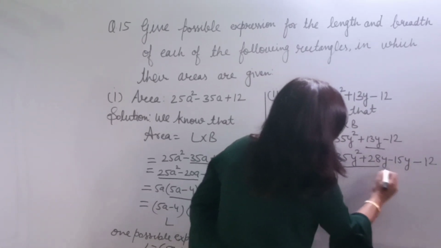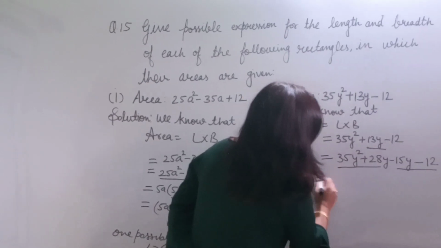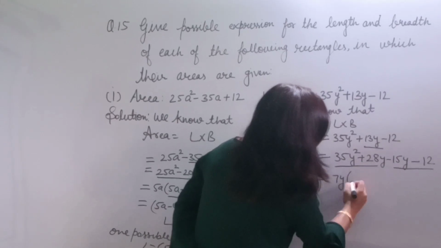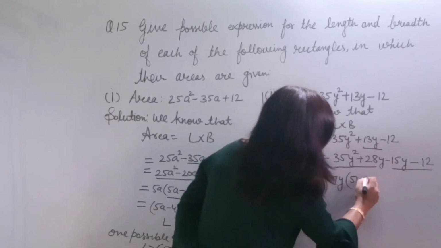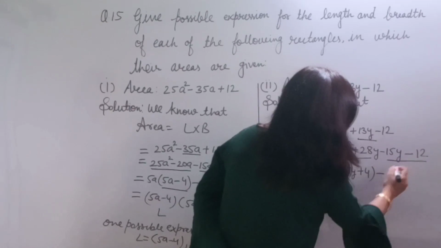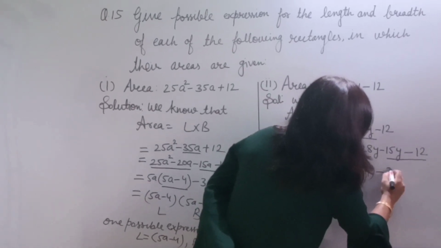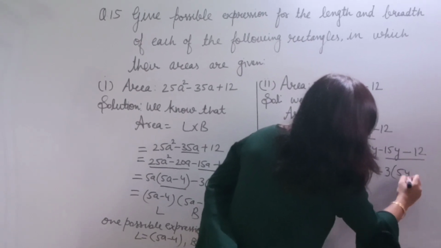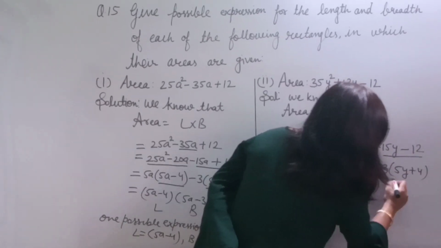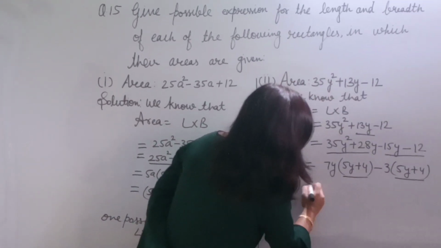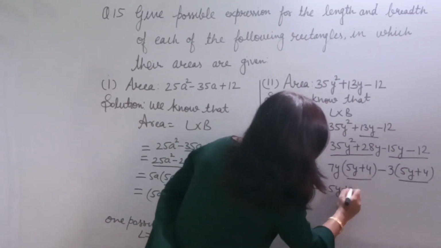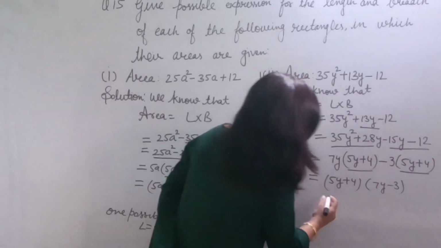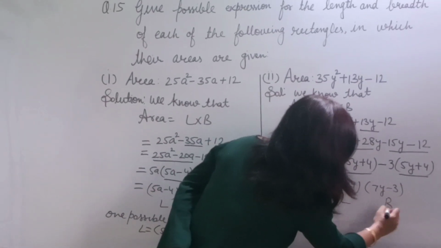Now we will make the pairs so that we can take common. So here we will take common 7y, then 5y plus 4 will be left. In this also we will take common, minus 3 we will take common, so 5y plus 4 will be left. Again we will take common 5y plus 4, then 7y minus 3 will be left. So this is our length and this is our breadth.